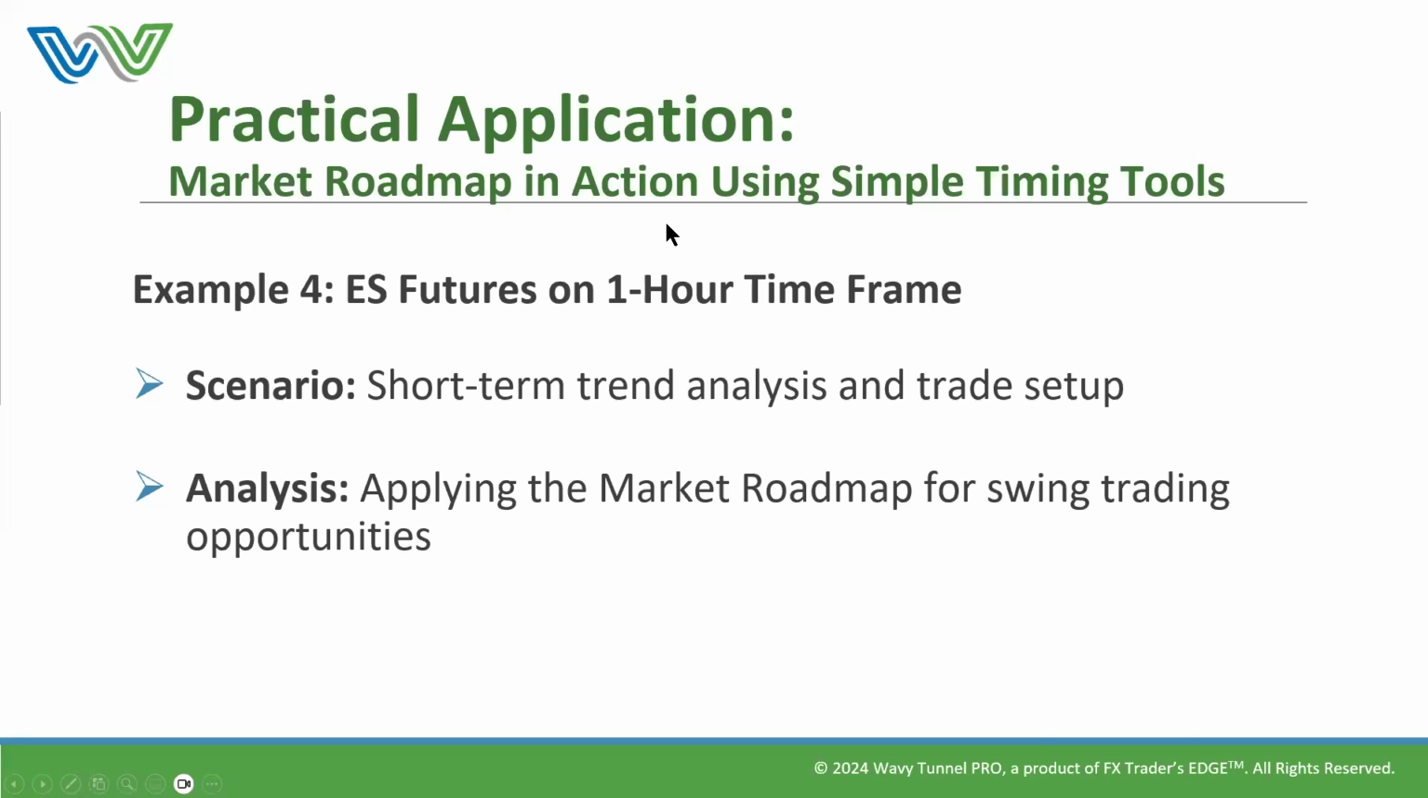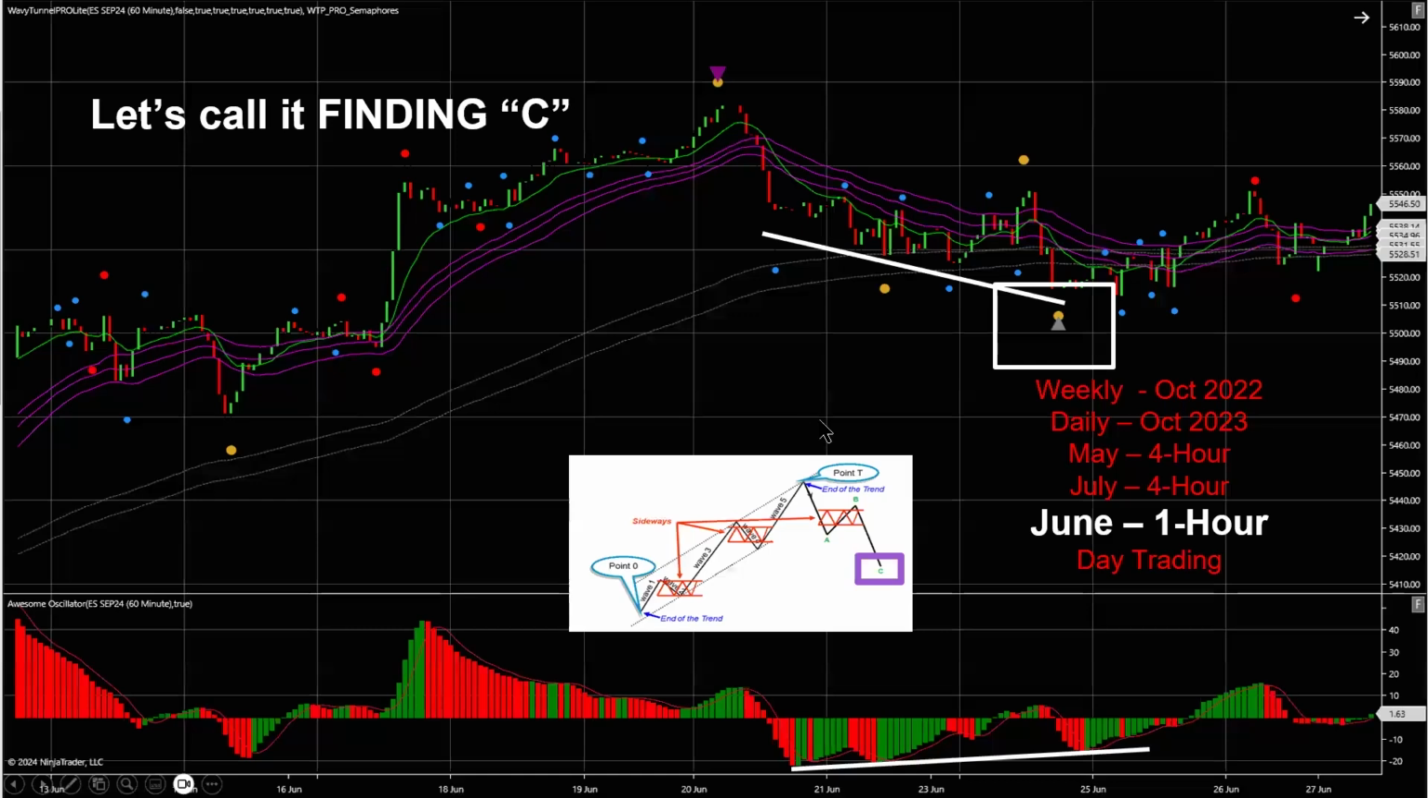Example number 4, ES futures on a 1-hour time frame. Scenario, short-term trend analysis and trade setup. Analysis again, applying the market roadmap for swing trading opportunities. So this is June on the 1-hour chart. Are you seeing the same pattern here? Same pattern. This is the market peak, and look at this divergence at the market peak.